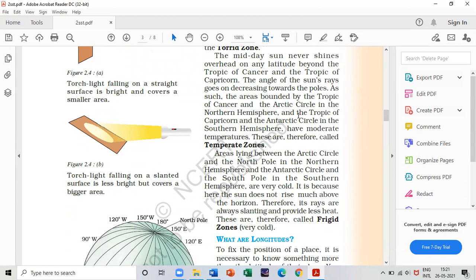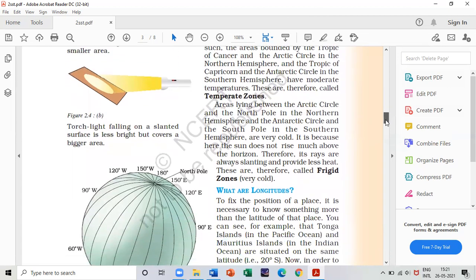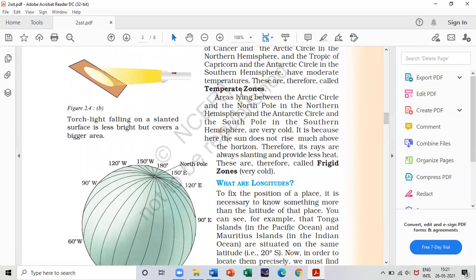So what is called the temperate zone? Here you call it the temperate zone, and you can also add the picture from the above diagram, that is, what is torrid zone, what is temperate zone. And next comes what is frigid zone. As the name suggests, it means very cold. So the areas lying between the Arctic Circle and the North Pole in the northern hemisphere, and the Antarctic Circle and the South Pole in the southern hemisphere, are very cold, and this area is called the frigid zone.